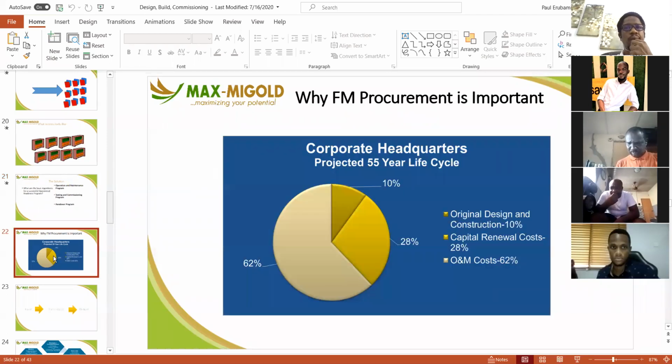When done well, there's a huge savings that you can experience. If you think about the difference between the original design and construction costs and the O&M costs over the useful life of that asset, 10% to 62%, it will give you a sense of why you should get it right, why spending that 10%, because if you get it wrong there, this 90% left over the next 100 years would become a nightmare. You spend so much more.